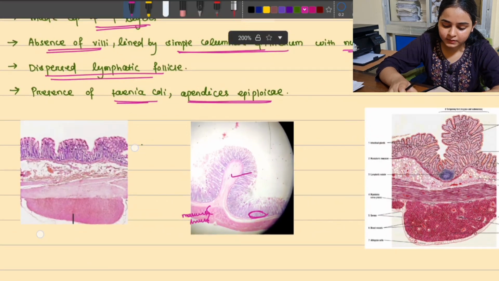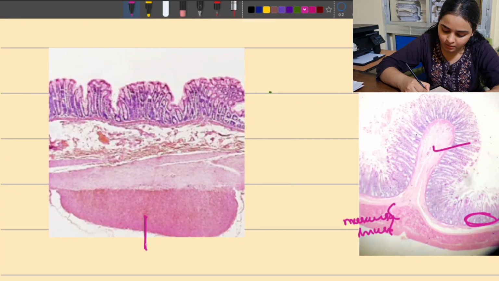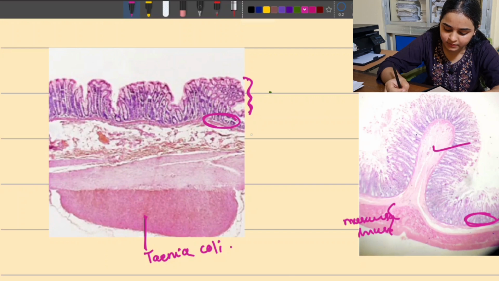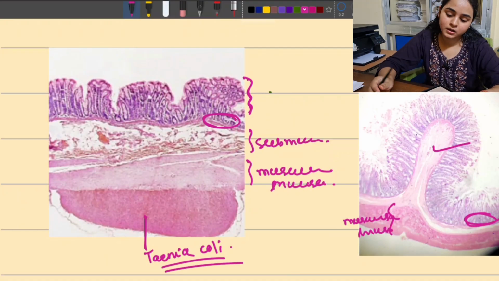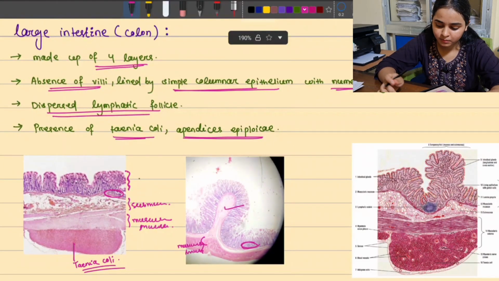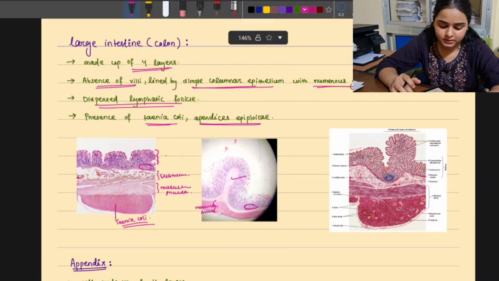Okay, and this is also a similar picture, but here the Taenia coli was not seen. Here this is the Taenia coli present, and the villi are absent, but these are the glands present, and this is the submucosa, this is the muscularis mucosa, and this is the Taenia coli. Okay, this is the most characteristic feature of large intestine, that is the presence of Taenia coli, and this is the picture you have to draw. And so large intestine is done.